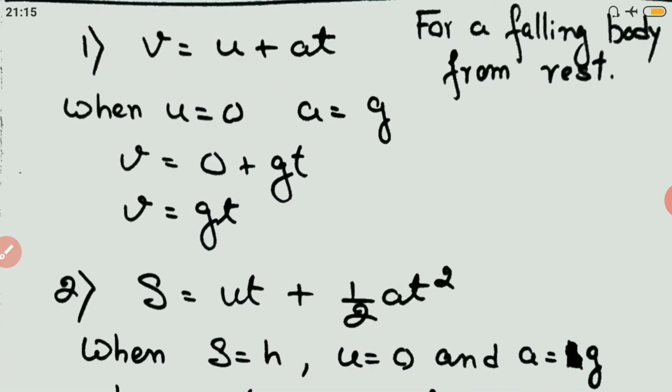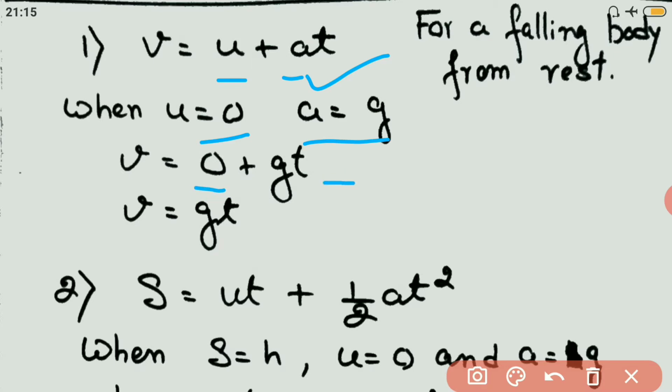Taking the first equation of motion, which is v equals u plus at, we know that u becomes 0 and a becomes g. So putting the values of u and a in the equation, we shall get v equals 0 plus gt, hence we are getting v equals gt, which is the first equation.